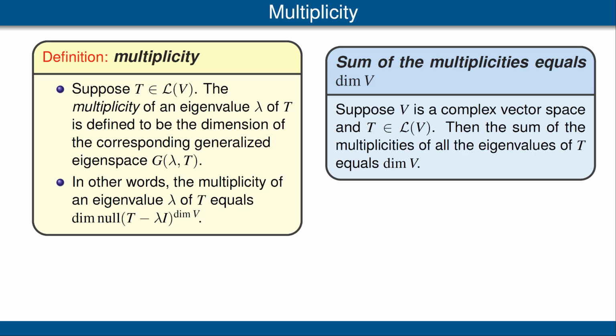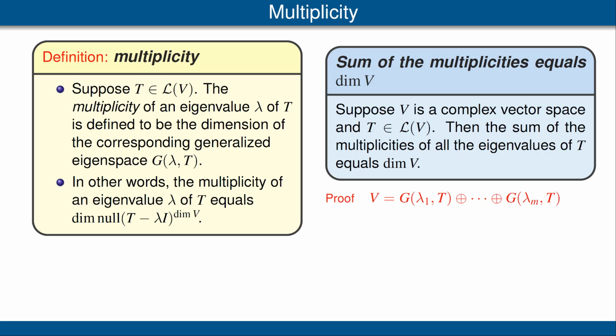We now have the following nice result. Suppose V is a complex vector space and T is an operator on V. Then the sum of the multiplicities of all the eigenvalues of T equals the dimension of V. With what we've done, the proof of this is very easy.